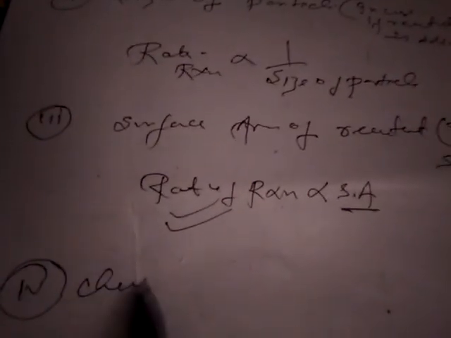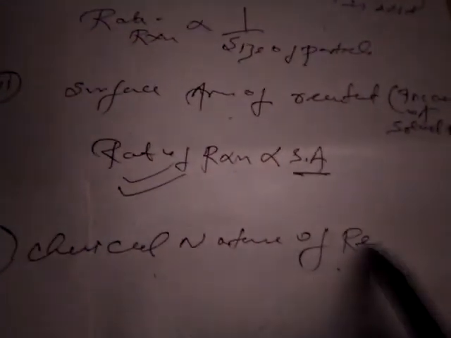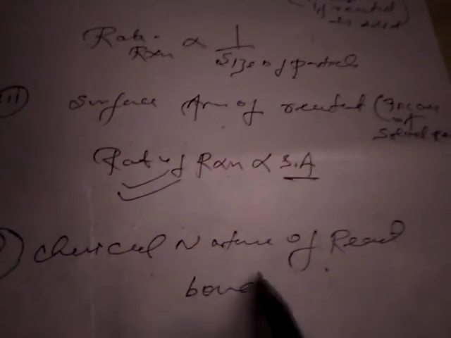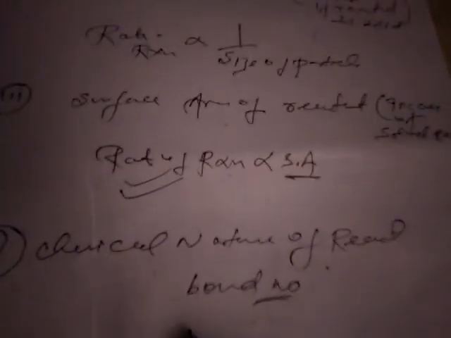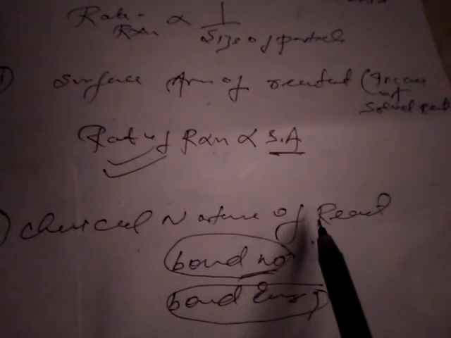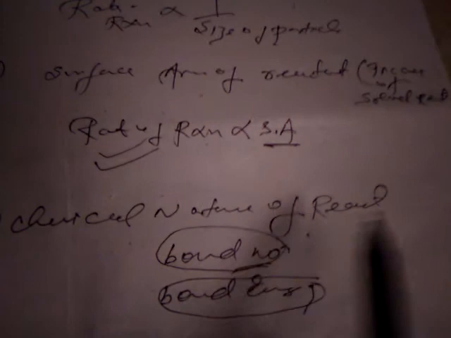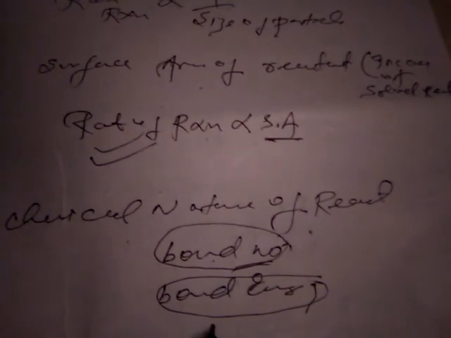Coming to the next factor, the fourth one, chemical nature of reactant. Different reactants have different bond numbers, as well as bond energy varies. So as different reactants have different bond number and bond energy, the reaction rate would vary for various types of reactant. It would not be the same for every type of reactant. It depends upon the number of bonds as well as their bond energy.